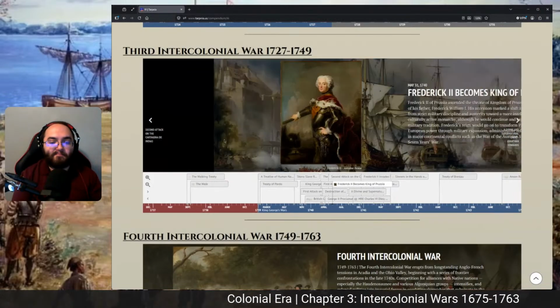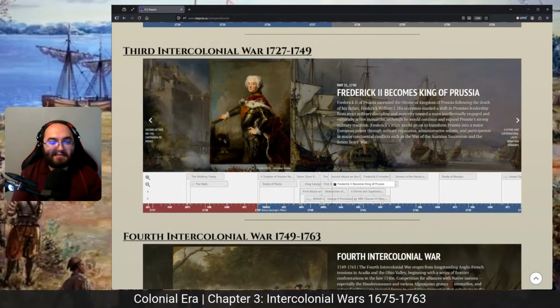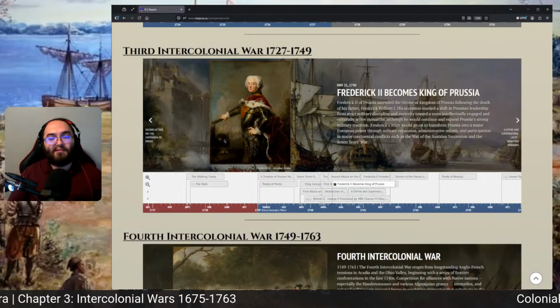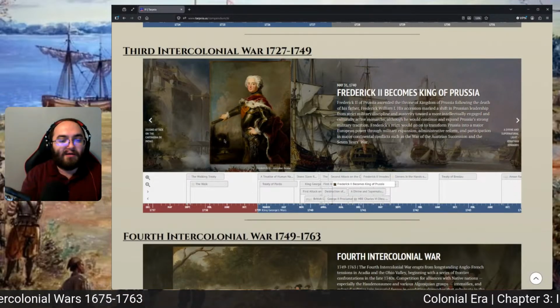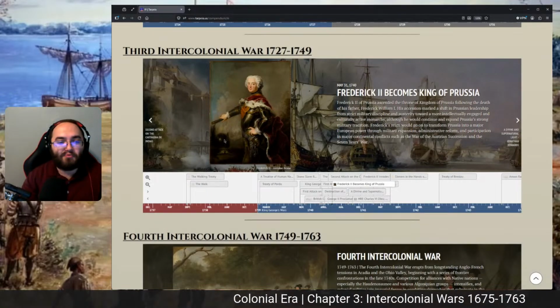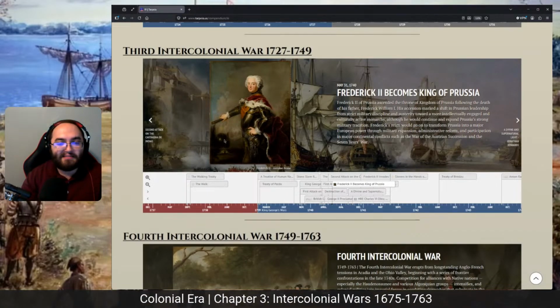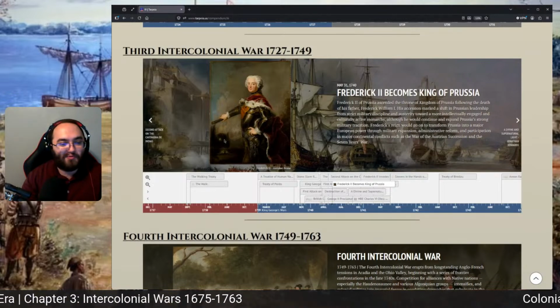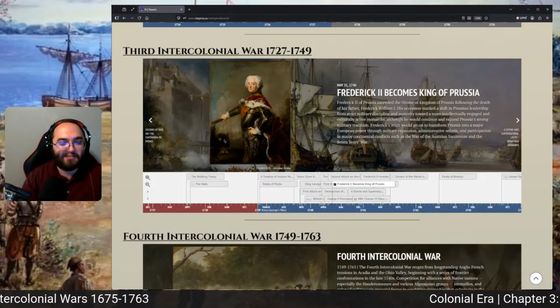ships of the line. Frederick II, he's my favorite monarch, which is saying a lot because I do not like monarchs at all. He is one of the very few monarchs that I do like. He's a Prussian guy, and he will start a lot of shenanigans in Central Europe, which will lead to the French and Indian War.